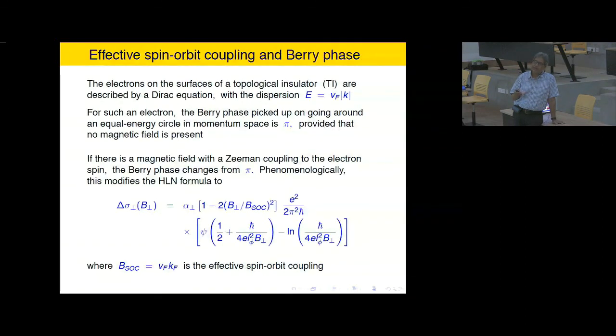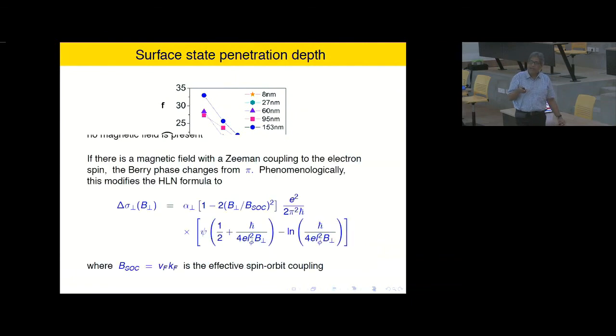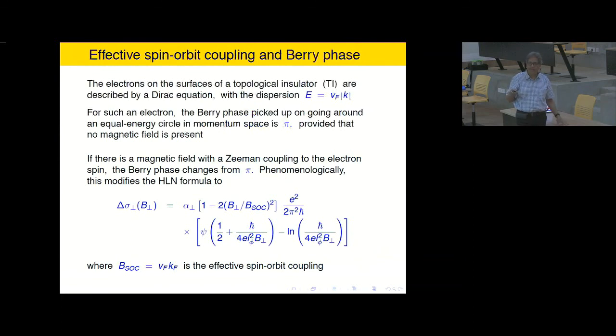Another thing you can look at is the effect of the Zeeman field. Okay? So the magnetic field actually has 2 effects. One is that it affects the orbital motion, and that's where you get this weak antilocalization, the effect on the Berry phase and so on. But it also couples to the spin of the electron, and so that's the Zeeman coupling of the magnetic field to the electron. And that also affects the magnetoconductance.